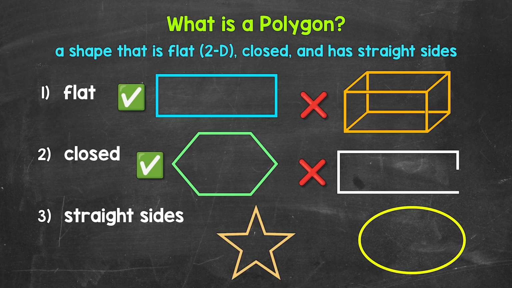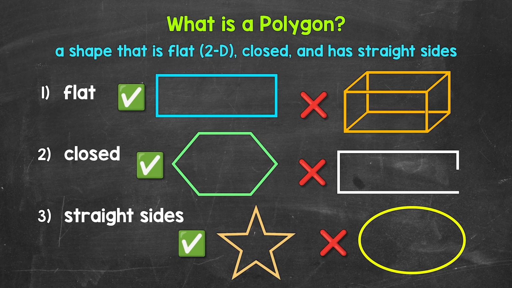Let's start with the star on the left. Does the star have straight sides? Yes, so this follows the straight sides polygon rule. Now the oval on the right, is this shape made of straight sides? No, so this does not follow our rule here. This oval is not a polygon. Polygons have all straight sides. So those are our three polygon rules. And in order for us to have a polygon, a shape must be all three of those things.